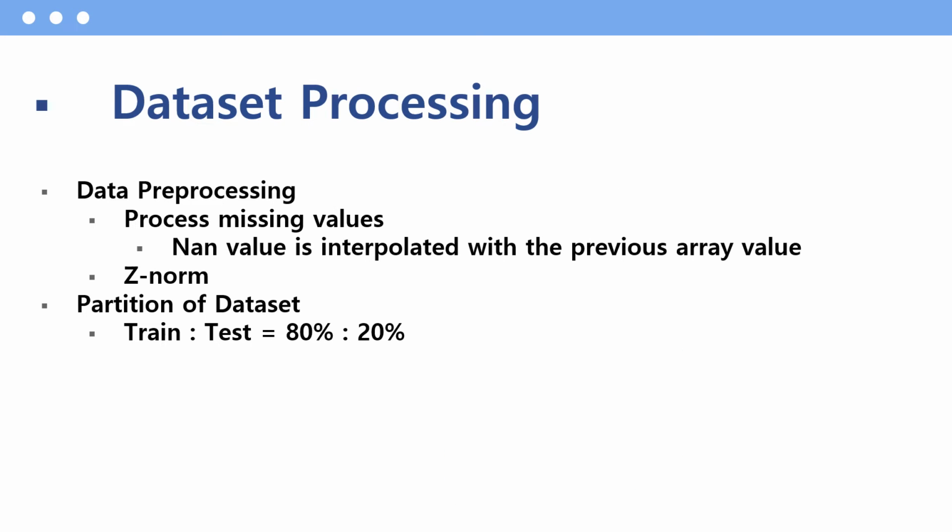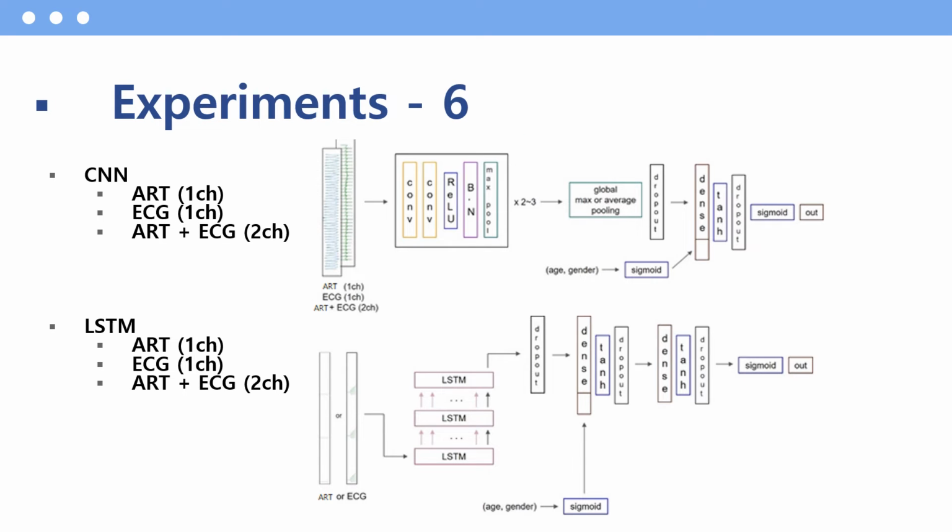This is a dataset configuration. The data pre-processing is as follows, and the data was partitioned 80-20. We made a total of 6 models. Largely, we developed the CNN and LSTM models. Each model is divided into if only ARD is used and if only ECG is used, then both are used.